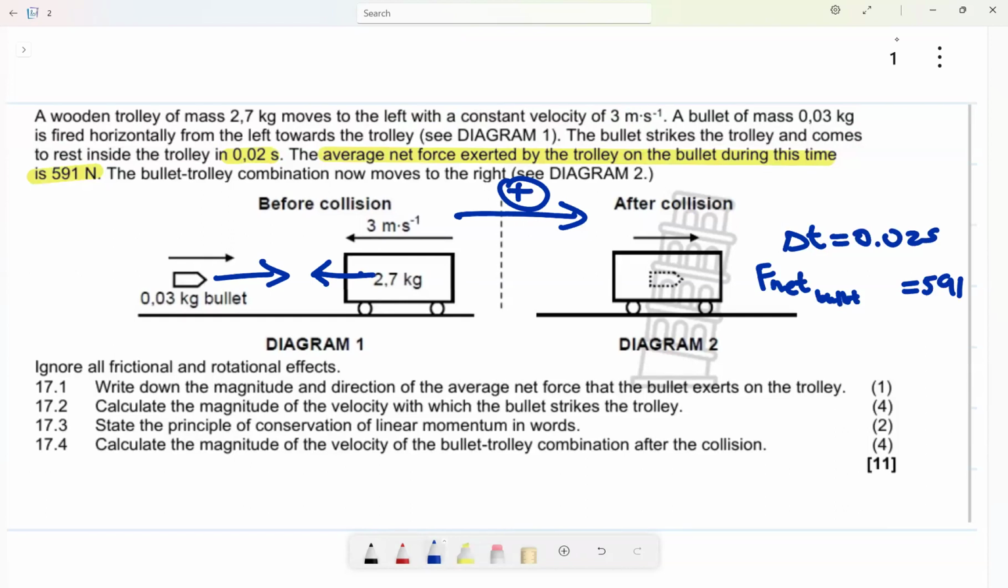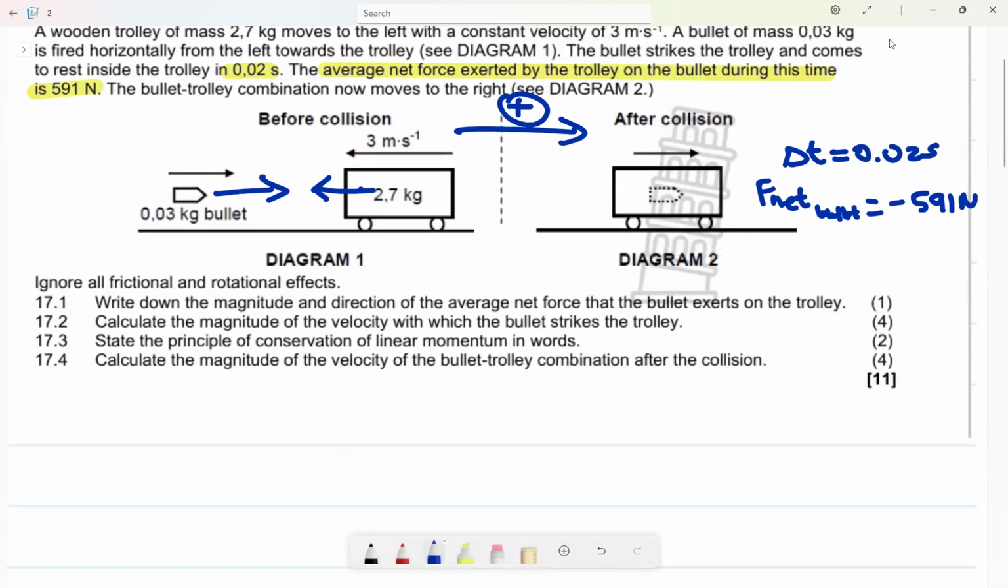So it means the net force here should be negative because it is acting in the negative direction. This is the net force that the bullet experiences. Very, very key.